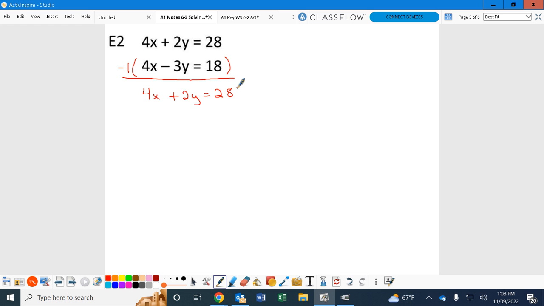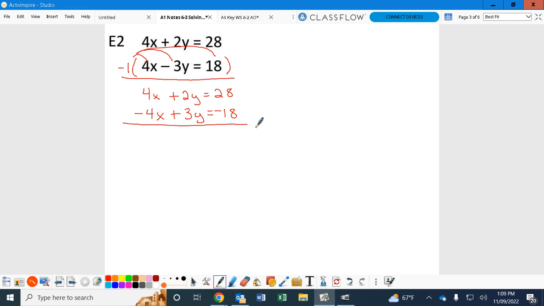Then write the new one with the negative 1 being distributed to everything that's here. That would make the 4x into a negative 4x. That would make the negative 3y into a positive 3y. And that would make the positive 18 into a negative 18. Draw another line.